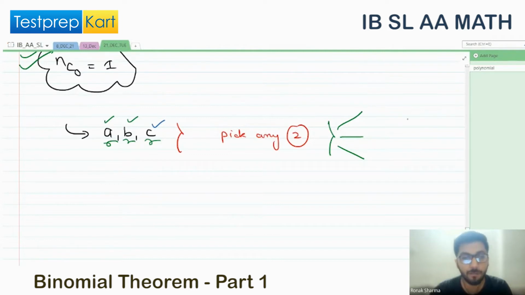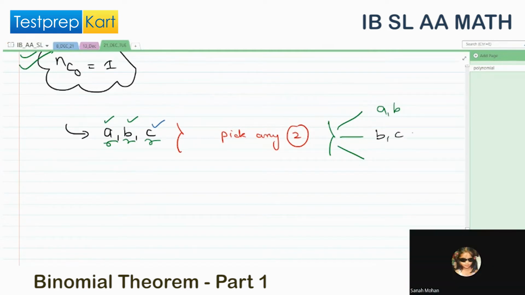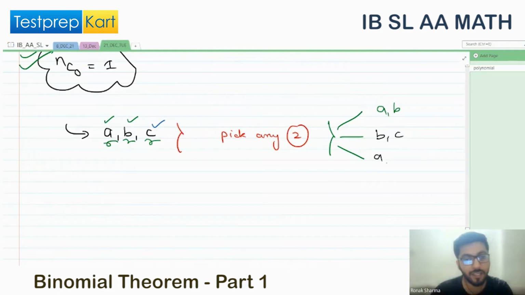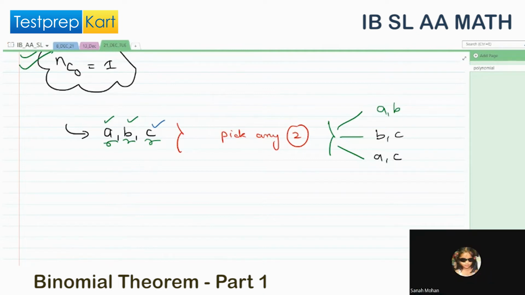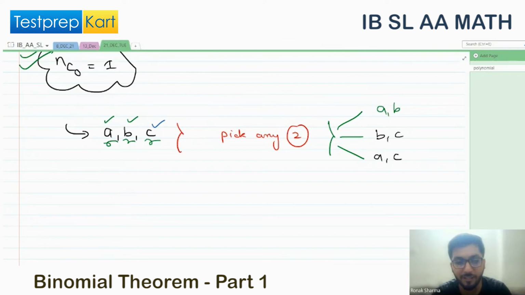So let's say you pick A and B. Then you kept them back. Then you can pick B and C. Then you can pick A and C. Is there any other grouping? No, right? There is nothing unique other than these three. So how many cases are there to select 2 balls at a time out of 3 balls?